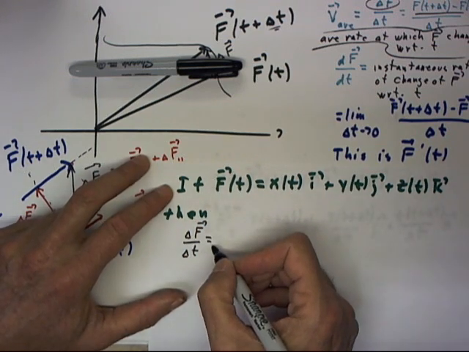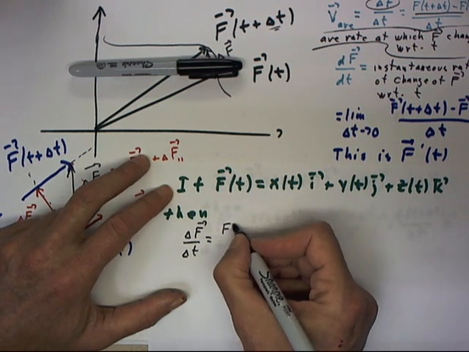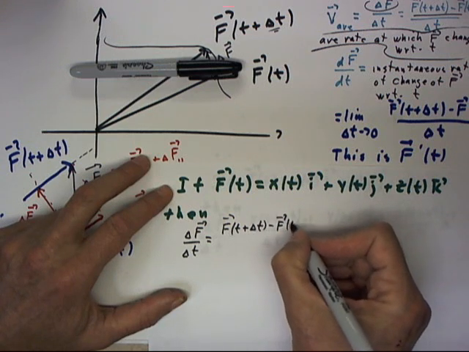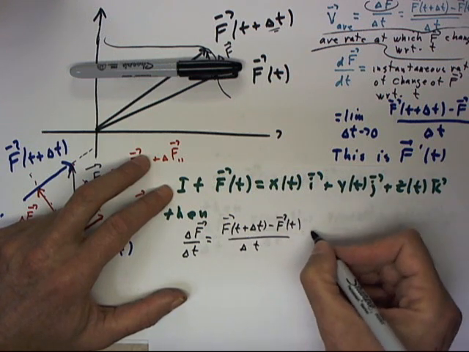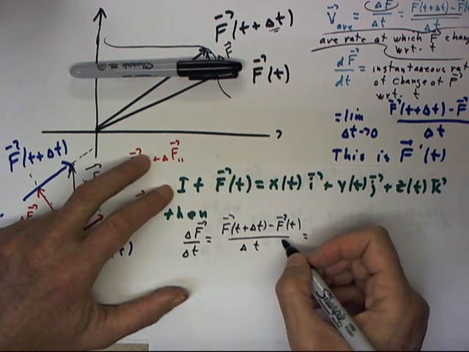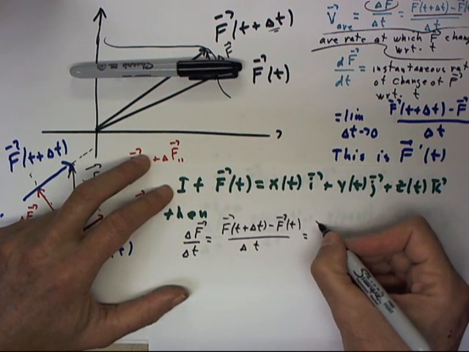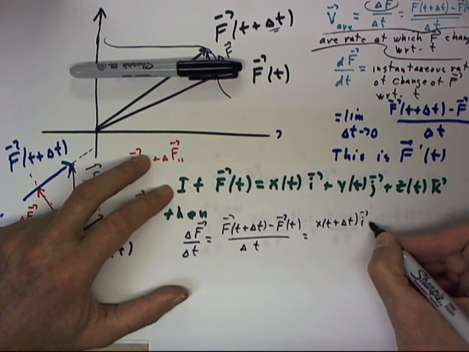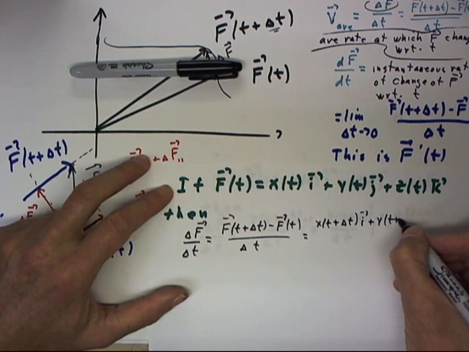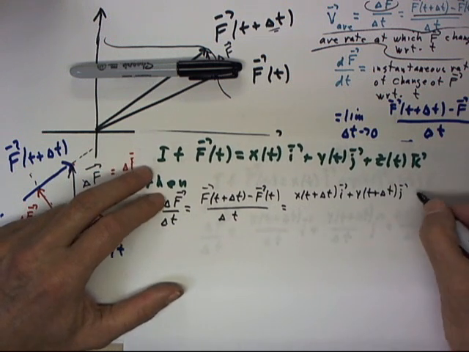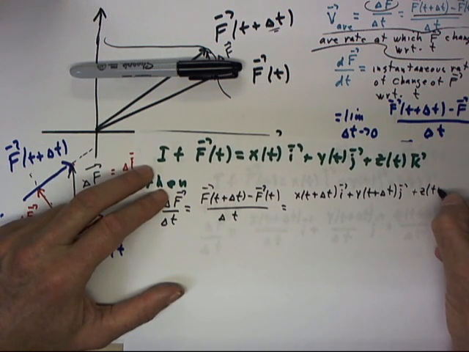Well, delta f over delta t, of course, is f of t plus delta t minus f of t divided by delta t, and that's going to be equal to what? Well, f of t plus delta t is x of t plus delta t i plus y of t plus delta t j plus z of t plus delta t k.